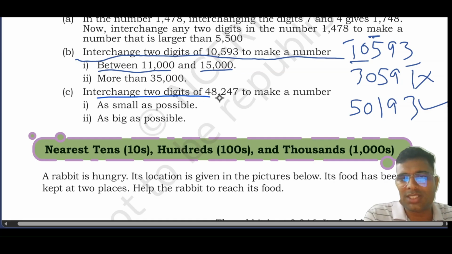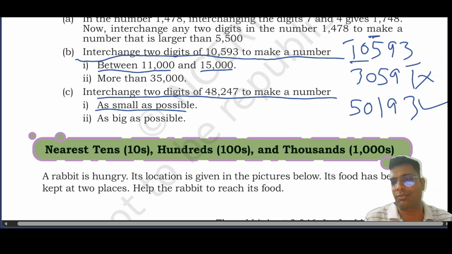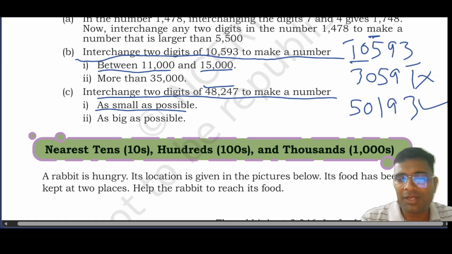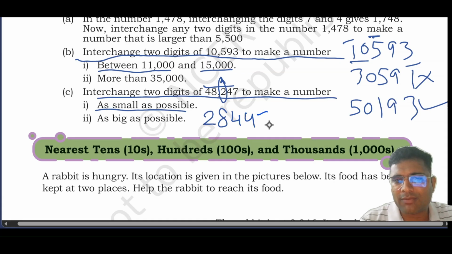In C, interchange two digits of this number to make it as small as possible. We will use only these 5 digits. And one more thing, we have to interchange only 2 digits, not all the digits. We will check which is the smallest digit in this. So the smallest digit is 2, bachcho. So keep it at the first place. So 2, 8, 4, 4, 7.